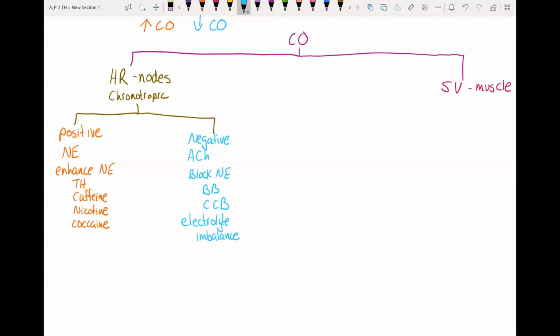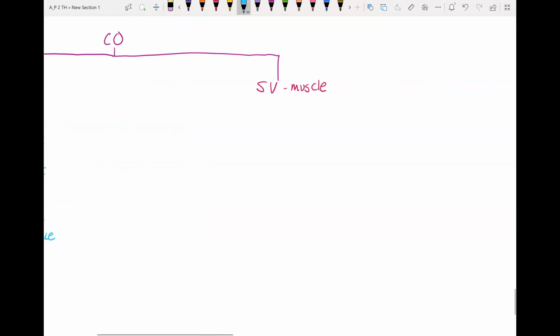Now if we go look at stroke volume, which is how forceful the muscles contract. Stroke volume is affected by afterload. If the arteries refuse to receive the blood, you can't pump as much in there. Stroke volume is affected by venous return.